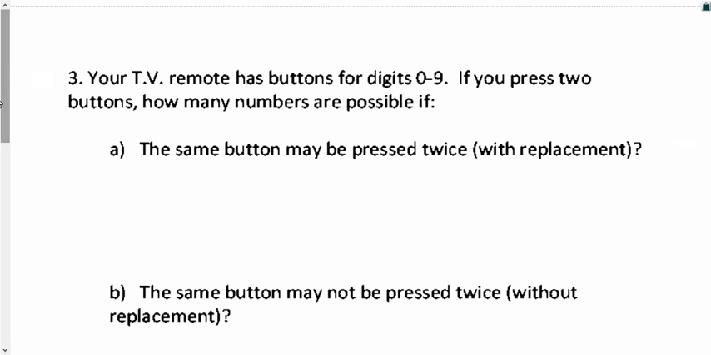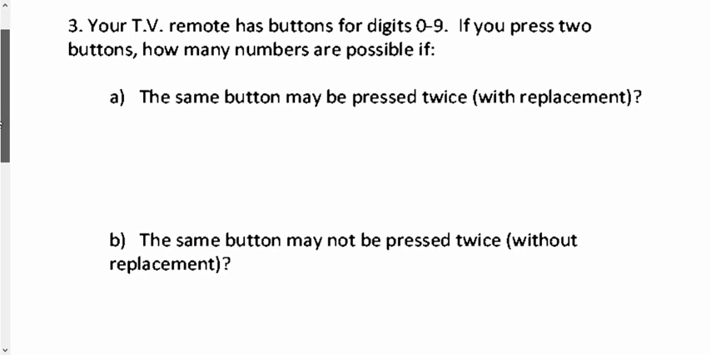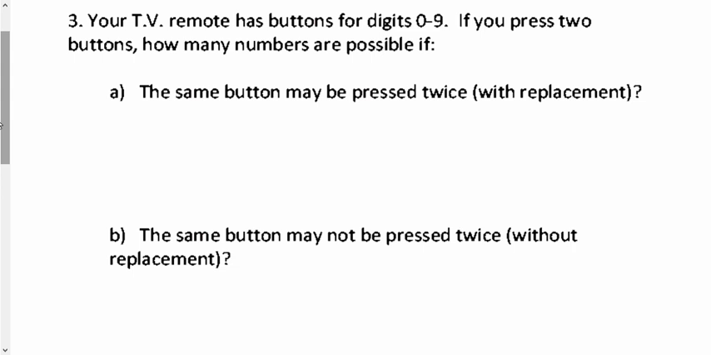Your TV remote has some buttons for digits 0 through 9. And if you're going to press 2 buttons, notice here that this is 2. We'll come back and do one with 3 in a second. How many numbers are possible if the same button could be pressed twice? Well, when I go to push the first button, right here, this represents both button pushes. If I have 0 through 9, that's actually 10, right? Because you have 1 through 9 along with 0. So you have 10 different buttons you could push on your first push.